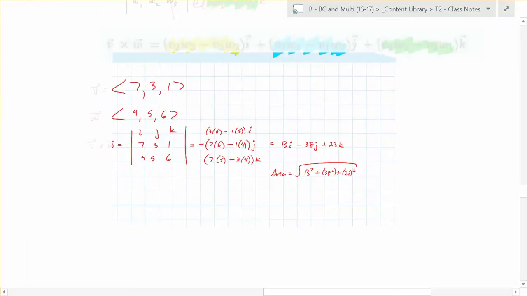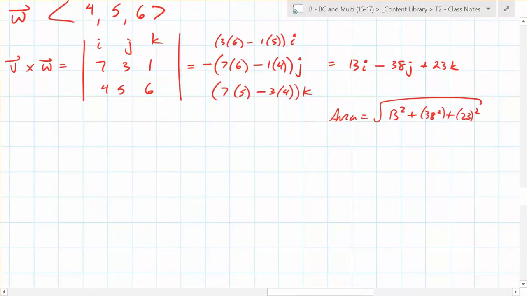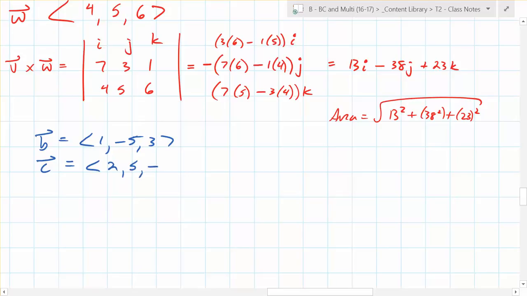Okay, as practice, how about I make up some vectors? Let's say vector B is 1, negative 5, 3, and vector C is 2, 5, negative 4. Find me B cross C. Do that by yourself.